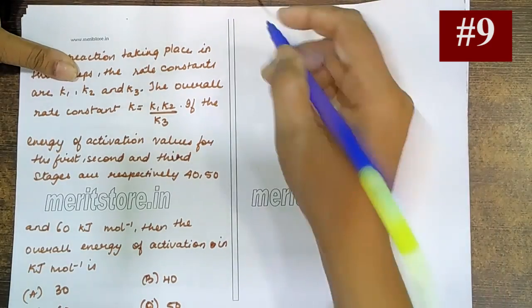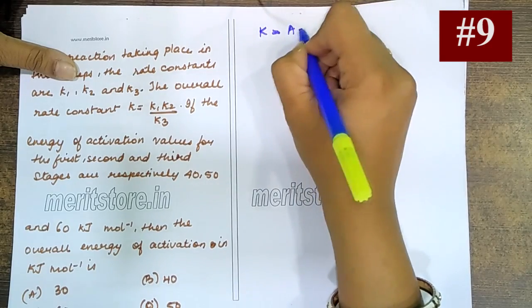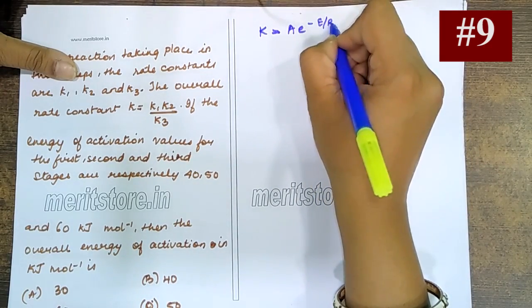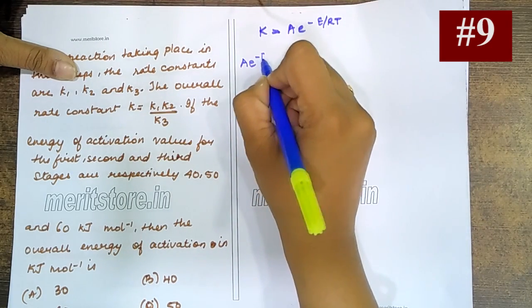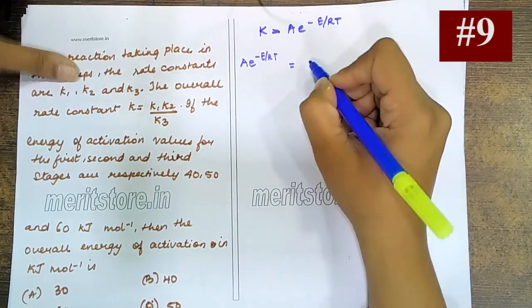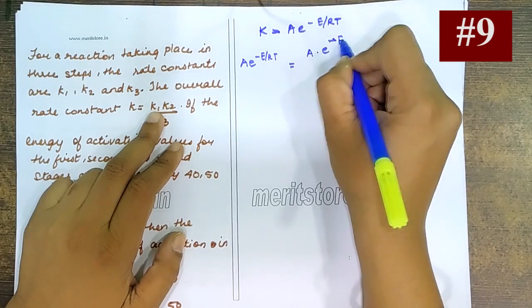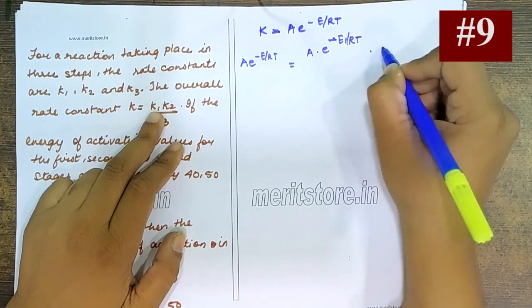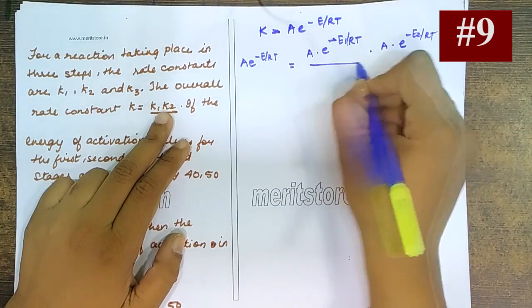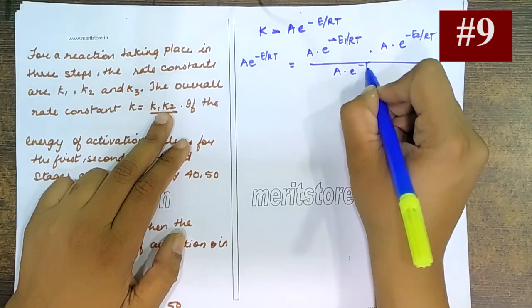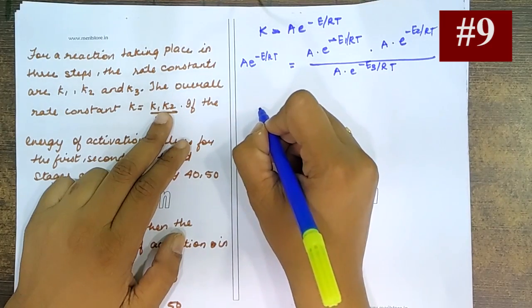First of all, according to the Arrhenius equation, K is equal to A e raised to minus E upon RT. If I put this in this equation, then A e raised to minus E upon RT will be equal to, writing for K1, A into e raised to minus E1 upon RT, into A into e raised to minus E2 upon RT, divided by A into e raised to minus E3 upon RT. Here A will get cancelled, so we'll have only the E equation.